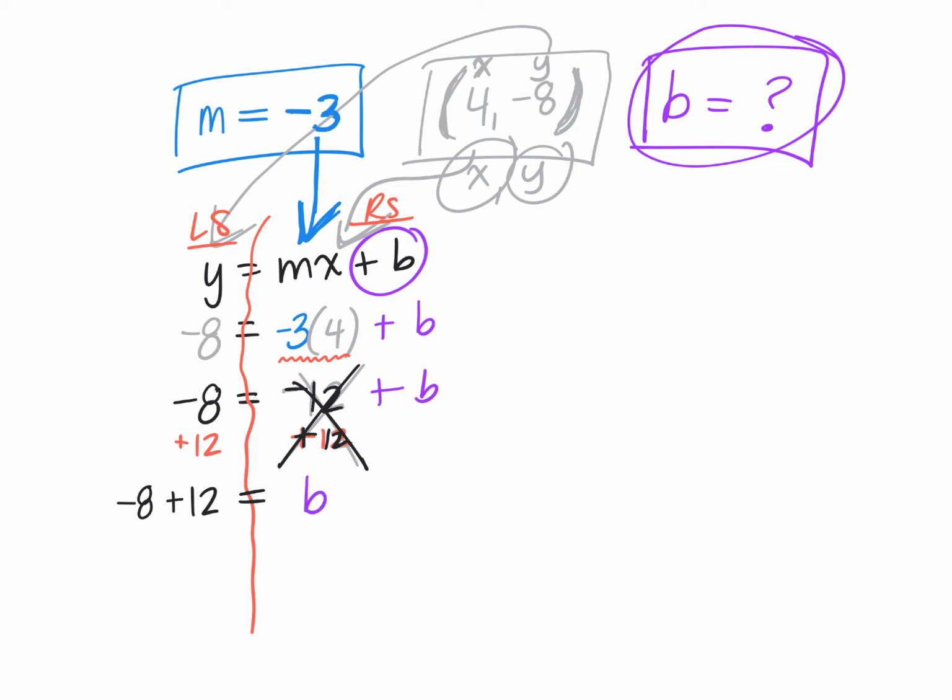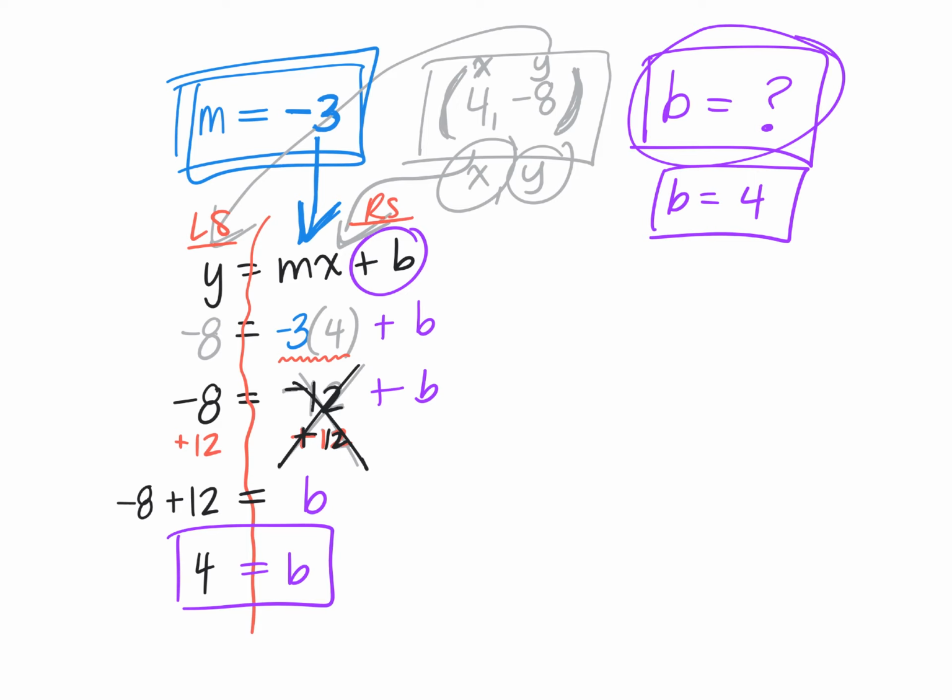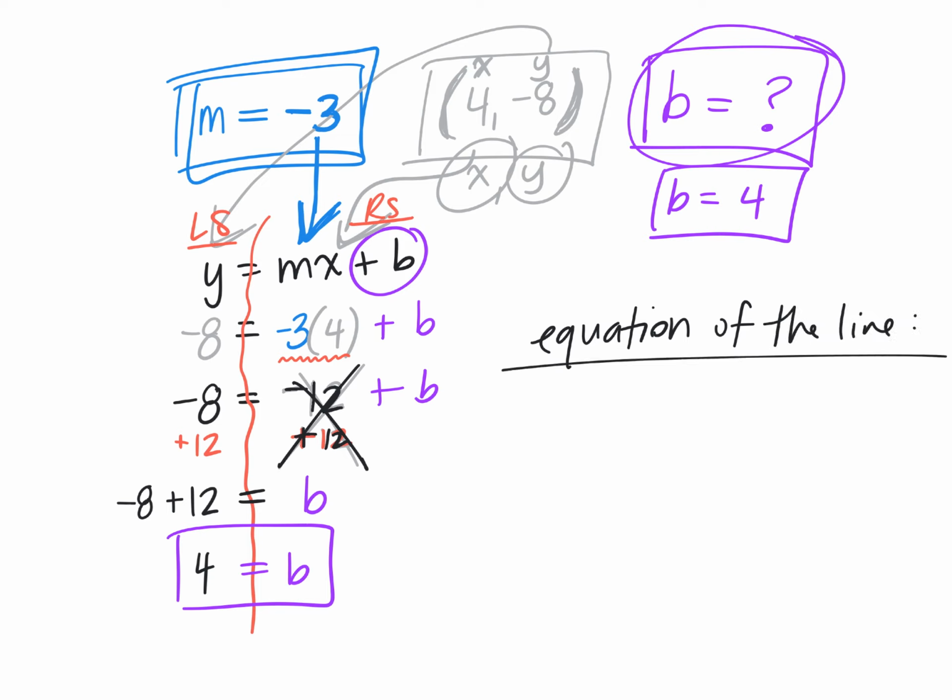That's what you're trying to do. You're trying to get the letter b by itself, because if you don't know b, you can't write the equation of the line. So what is negative 8 plus 12? Positive 4 equals b. Now I know that b is equal to 4. I knew m. So what is the equation of the line? Good. y equals negative 3x plus 4. Excellent.